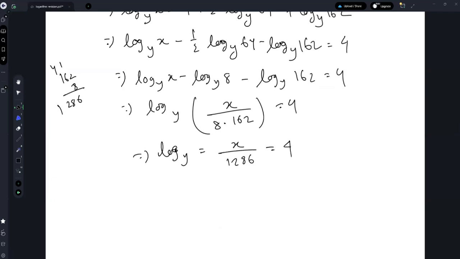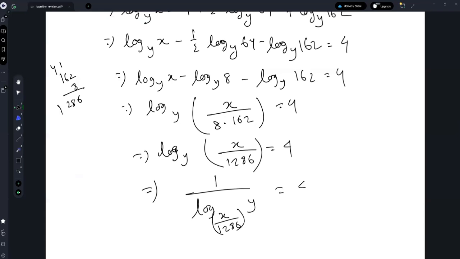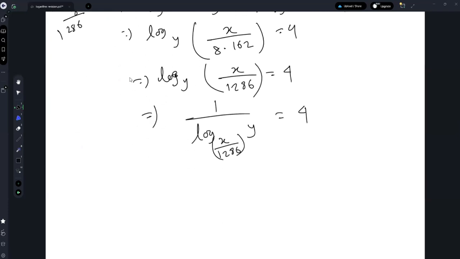Is equal to 4. Sorry, of that. Now, one thing I really want to do as well is make the following: 1 by log base x by 1286 of y equals 4. The reason I do that is because I want to keep this y as is, and as I mentioned earlier, the method I've shown you is going to be exactly easier.